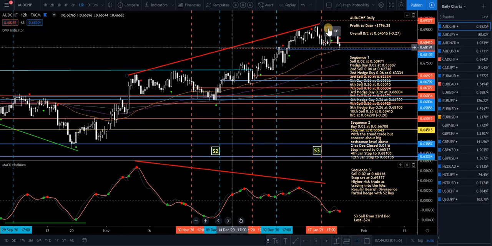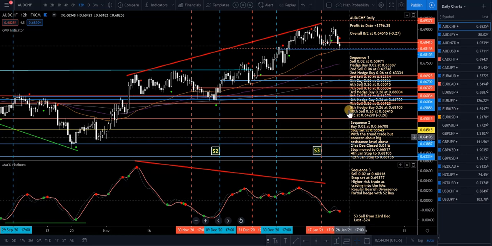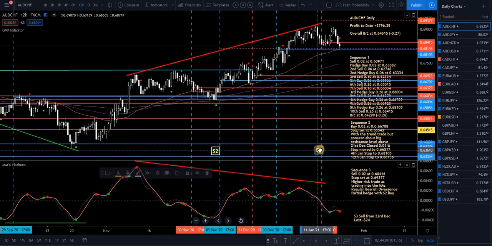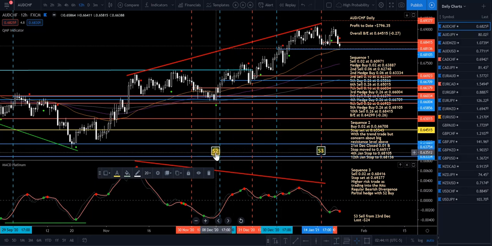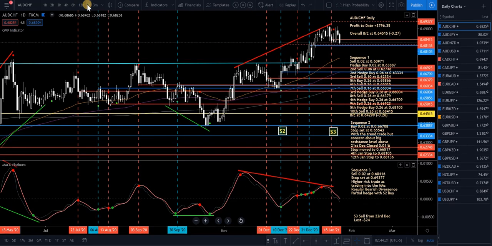So you can see we'll start the top one, Aussie Swiss franc. You'll see my notes on the charts. S1, S2, S3 is the sequences. So it's where they're marked on the charts where those sequences commence. Now, this one, there's a lot of lines. Don't get too stressed about it. Read that Word document. Probably helps if I put it on the daily time frame.